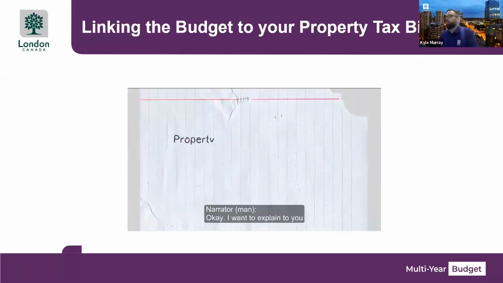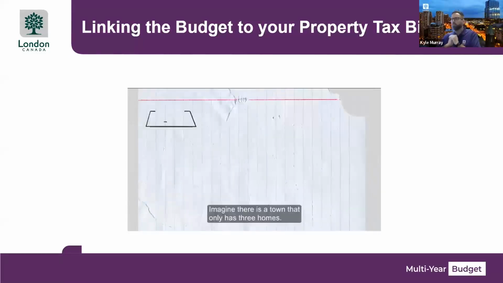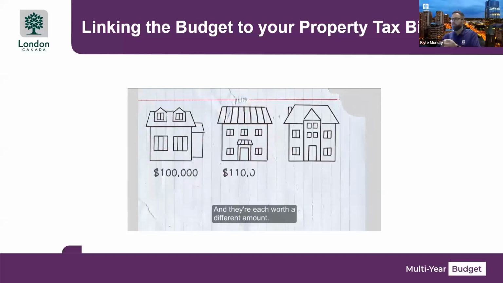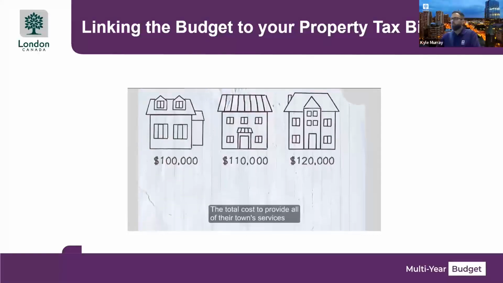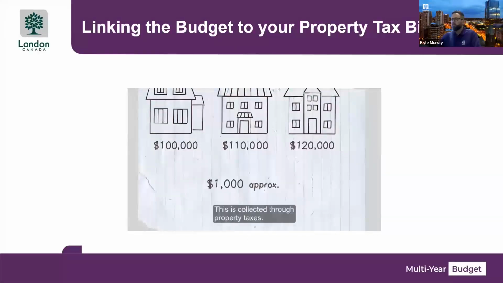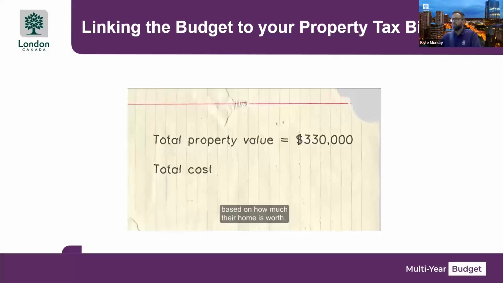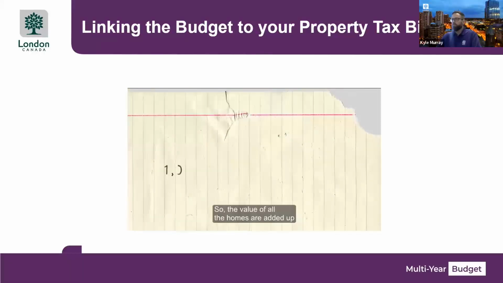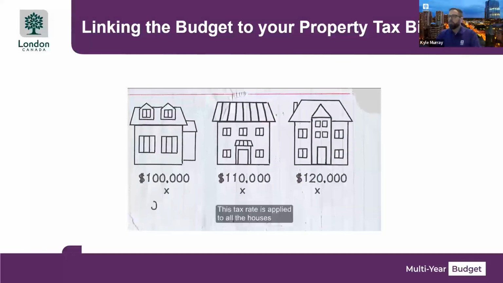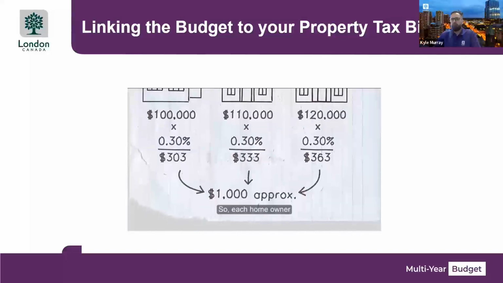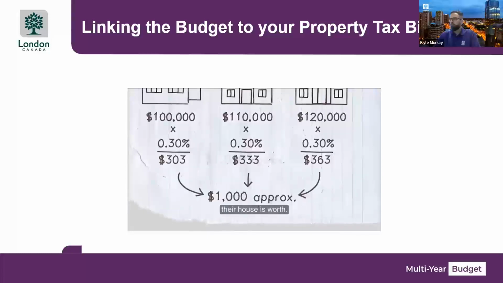Okay, I want to explain to you how your property taxes are calculated based on how much your home is worth. Imagine there's a town that only has 3 homes, and they're each worth a different amount. The total cost to provide all of their town's services is $1,000. This is collected through property taxes. Each homeowner pays property taxes based on how much their home is worth. So, the value of all the homes are added up and divided by the town's cost, which gives us the tax rate. This tax rate is applied to all the houses to get enough money to pay for all of the services. So, each homeowner pays according to how much their house is worth.